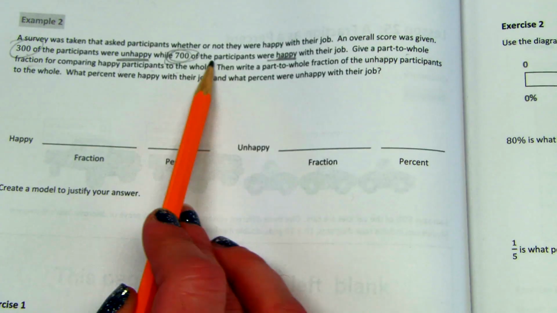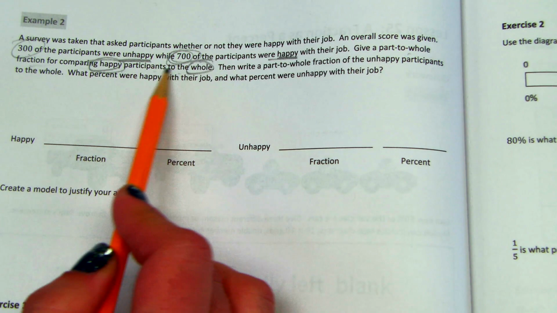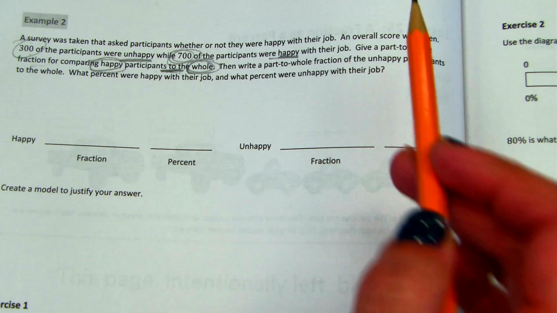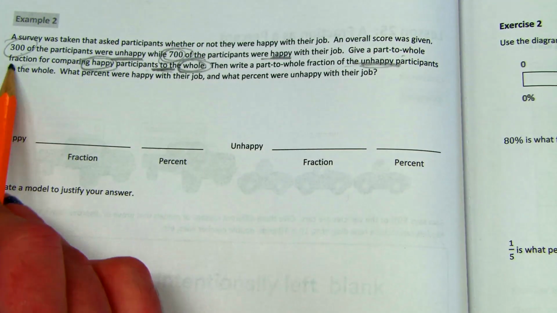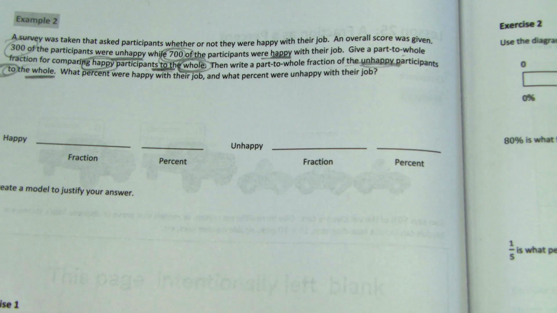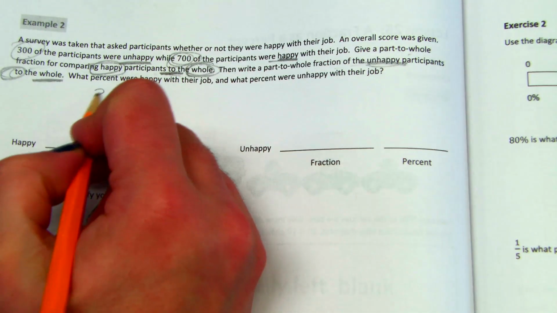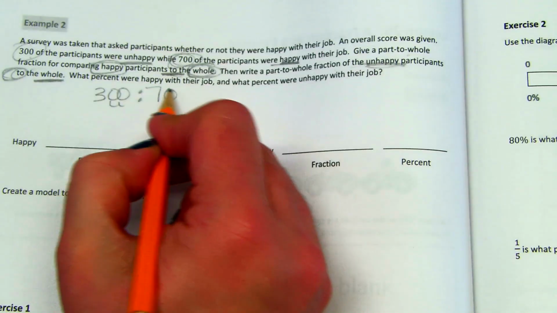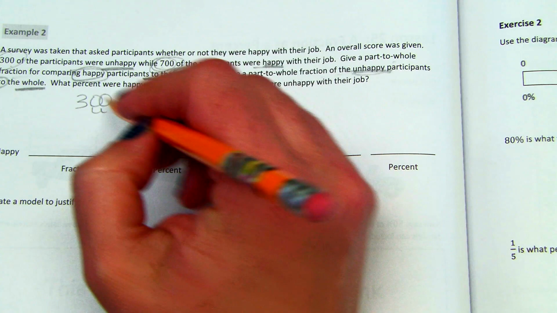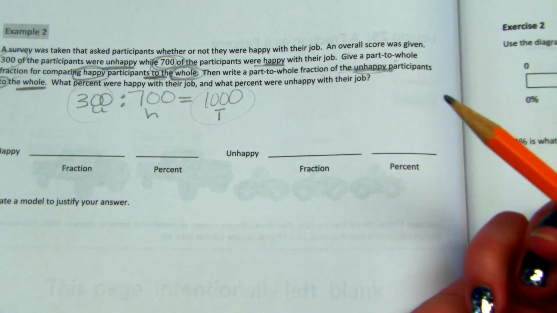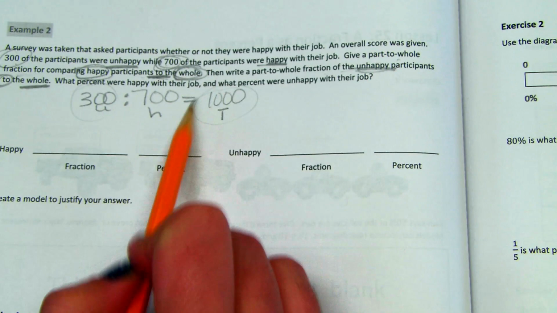Give a part to whole fraction comparing happy participants to the whole. So happy to, there's a ratio, whole. Then write a part to whole fraction of the unhappy participants to the whole. Okay, so whole means all of them together, right? So if we have 300 unhappy, and we have 700 happy, how many do we have total? 1,000, that's right, 1,000 total. So this is our part, this is our total, or our whole. They're asking for a whole, that means total.